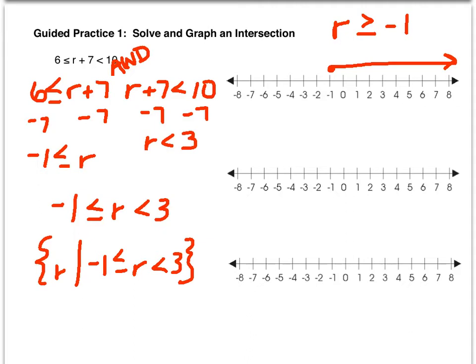For r is less than 3, this time we'll have an open dot on the 3 because it's less than, and all of the numbers to the left are less than 3. So our intersection is going to be negative 1 closed dot, 3 open dot, and all of the numbers in between.